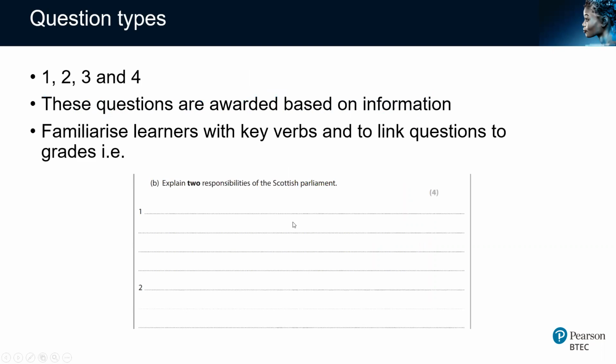Again, it has 1, 2, 3, and 4 mark answers that are very similar to those within unit 2. If you look at the one that's on the screen, explain 2 responsibilities. They are: identify the first responsibility of the Scottish Parliament, then provide an example of it or expand upon it. Then the second responsibility, which should be different to the first one, and expand on that again. So the exam skills that are needed for unit 2 are the same as those needed for unit 6.